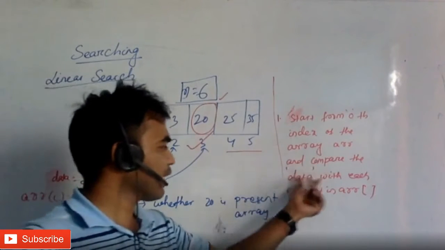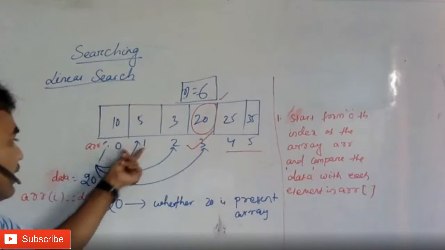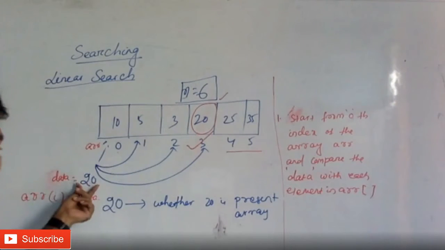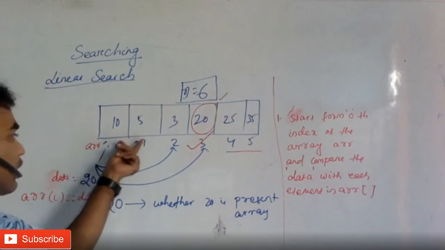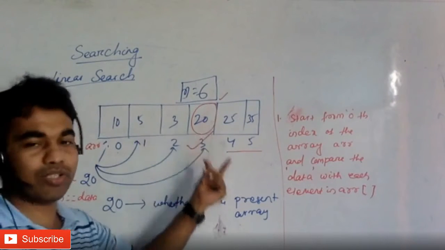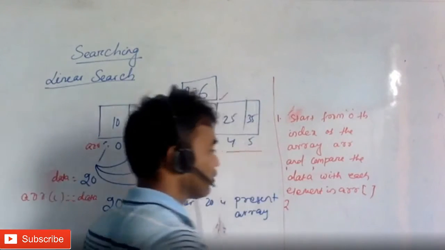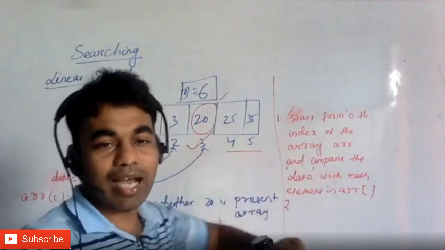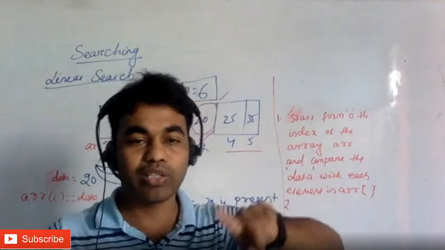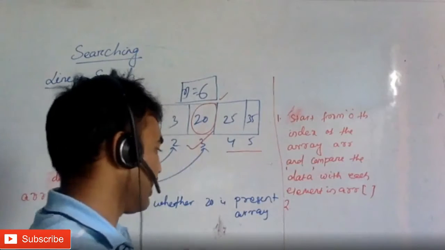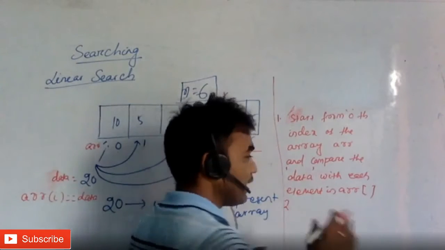Compare this data with each element in ARR. Each element, like we take 20 as the data, we compared it, yes, matched. Then the second step, what will it be? When you are comparing this, either you will match or it will not match, okay? At any point of time.